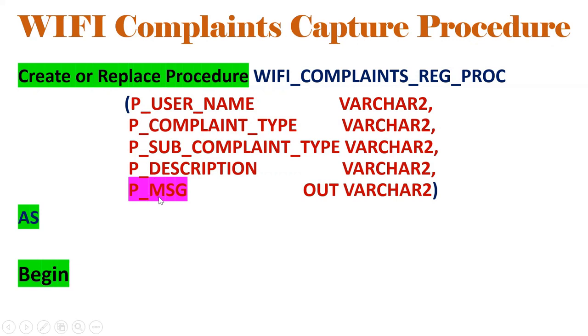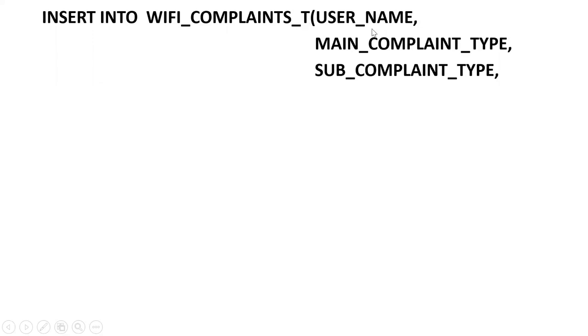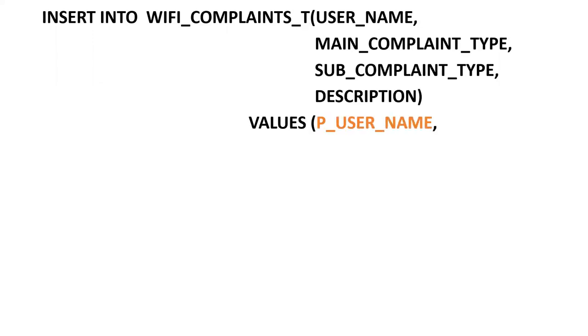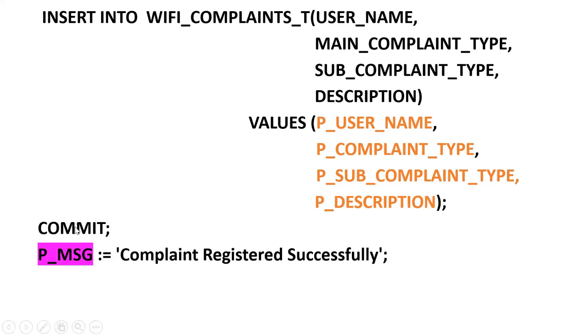to the user, p message. So we are using insert into Wi-Fi complaints t, underscore t is a table. These are the columns: username, main complaint type, sub complaint type, description. So username is who has raised the complaint, what's the complaint type, sub complaint type, description. So these are the input parameters we are capturing in our table. So this is a DML statement, that's why we're committing those transactions.